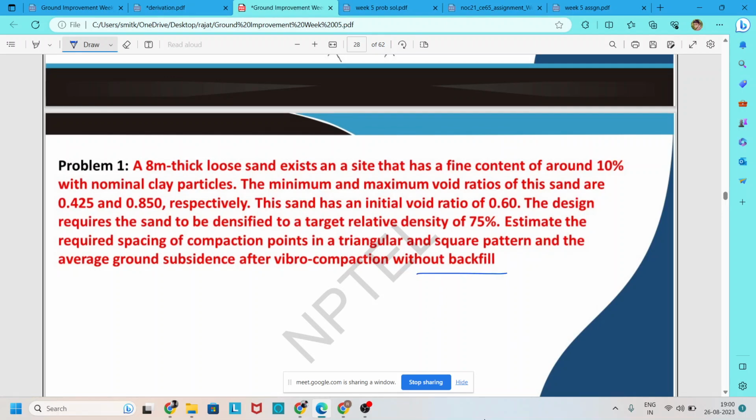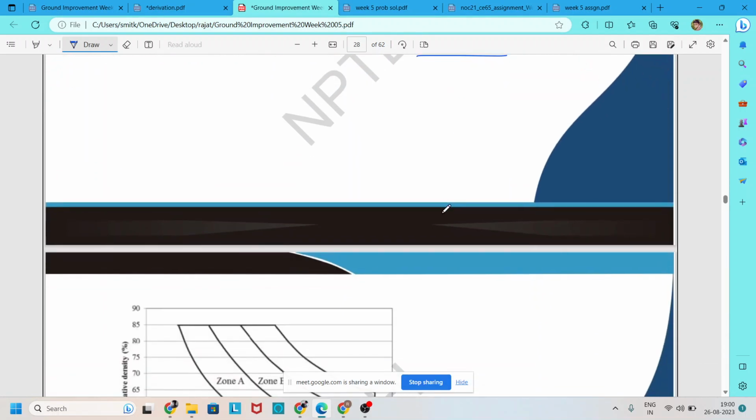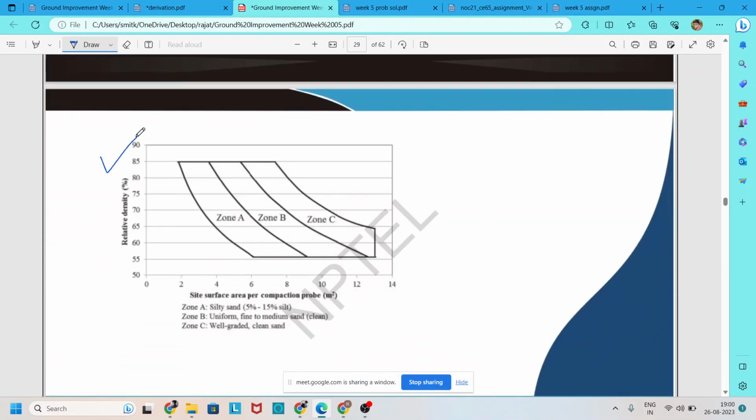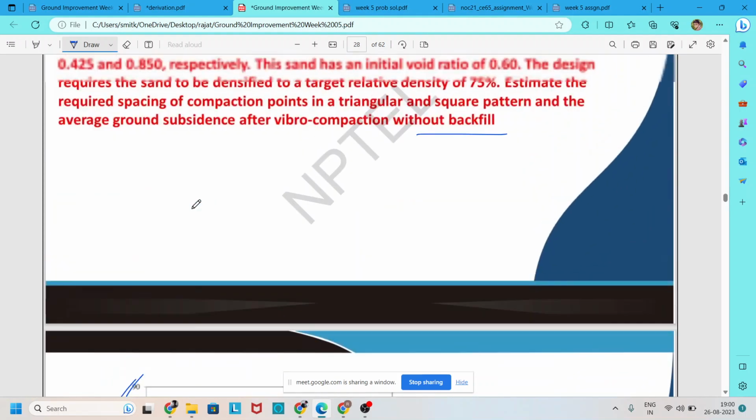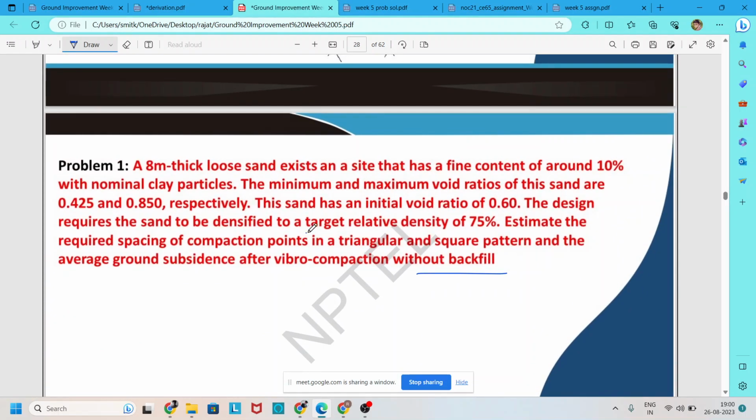This is a very simple problem. To solve this problem, we need help from one chart. We also previously discussed this chart to find out the spacing for triangular pattern and rectangular pattern. So it is given that our targeted relative density is 75%.